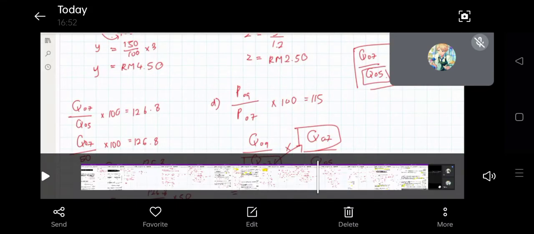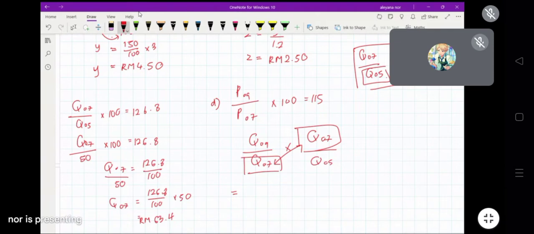Here, this is the formula I'm talking about. It's the same as 1A actually. So 2009 based on 2007, multiplied by 2007 based on 2005.